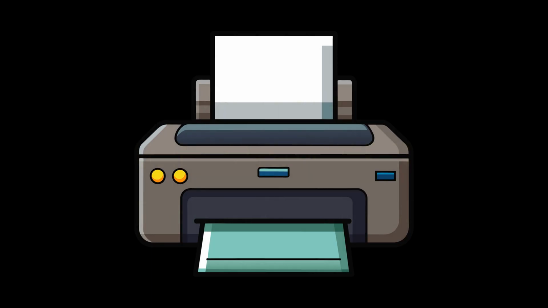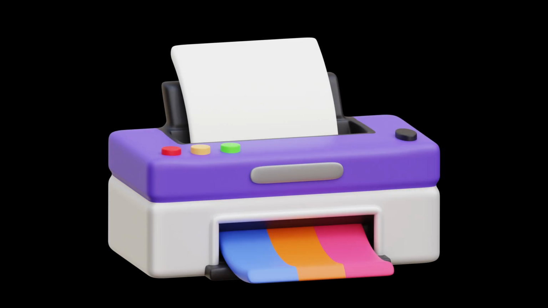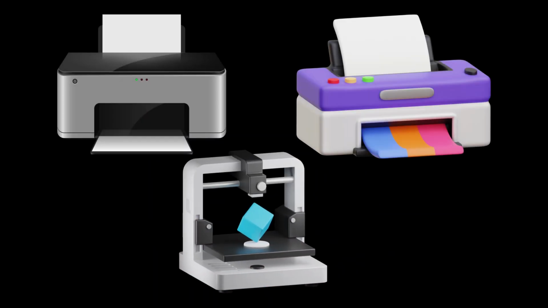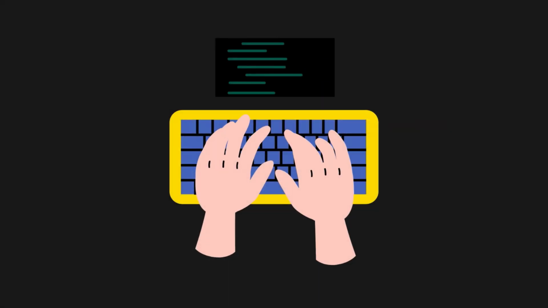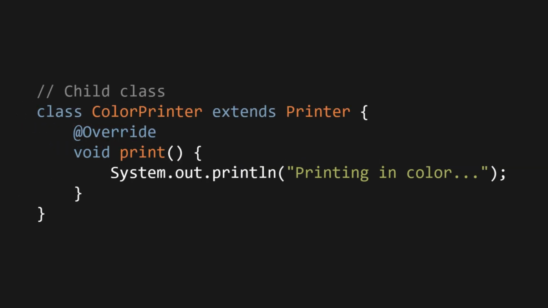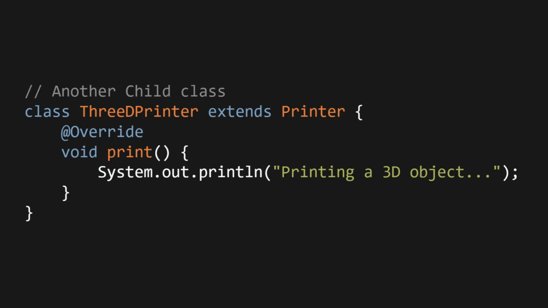Think of a printer. A normal printer prints in black and white, a color printer prints in color, a 3D printer prints an actual 3D object. All of them are printers, but they behave differently when you call the print function. So let's write the code. Parent class, class Printer, void print, System.out.println("Printing in black and white"). Child class, class ColorPrinter extends Printer, @Override void print, System.out.println("Printing in color"). Another child class, class 3DPrinter extends Printer, @Override void print, System.out.println("Printing a 3D object").